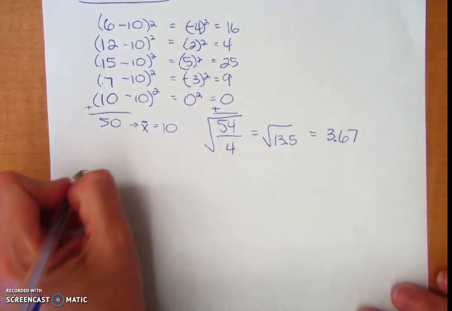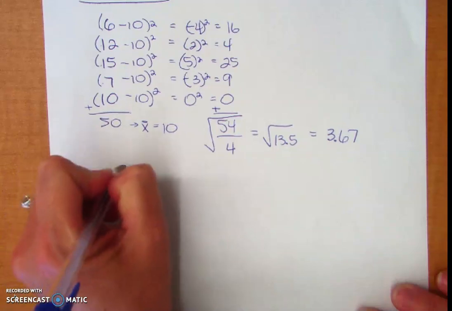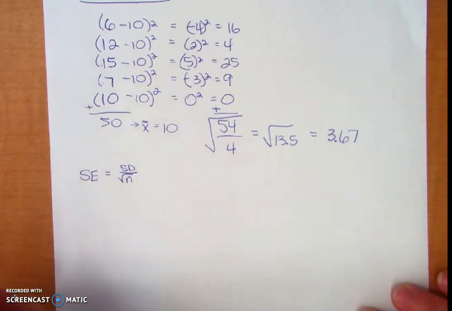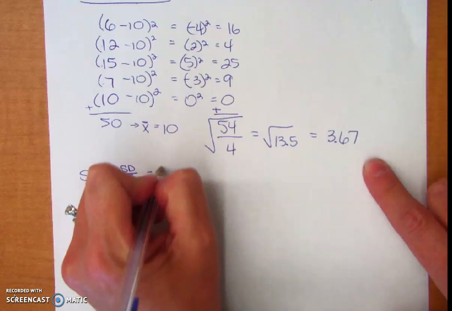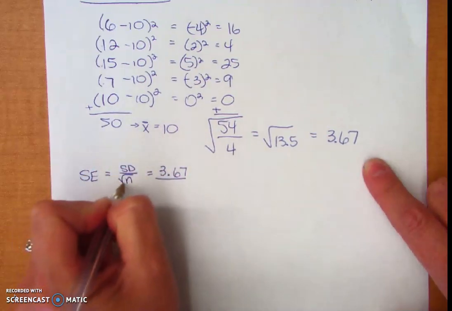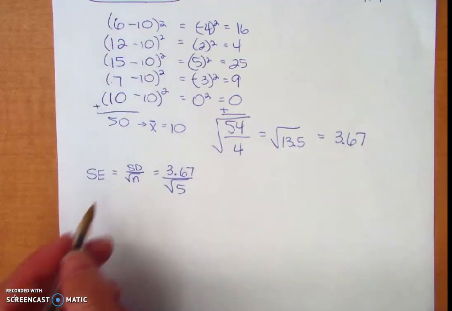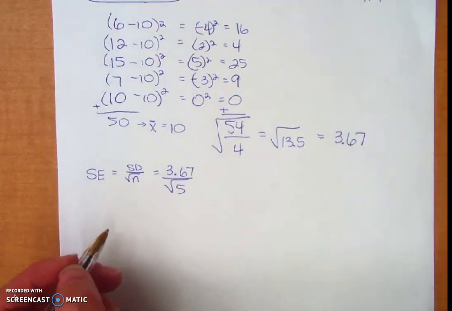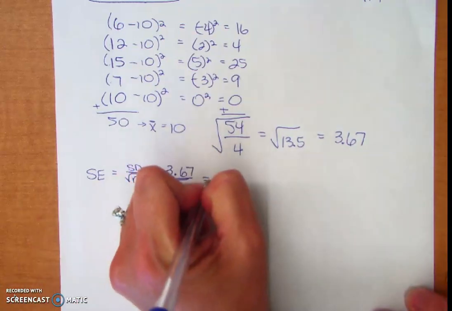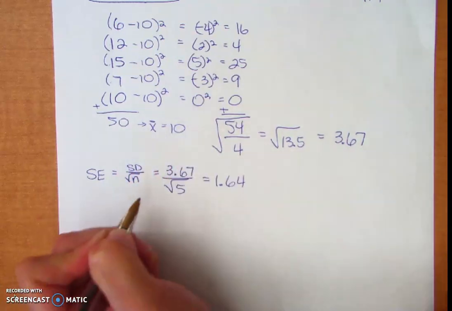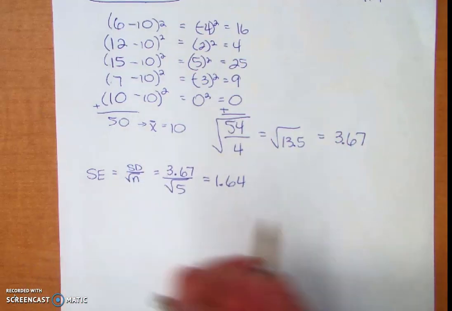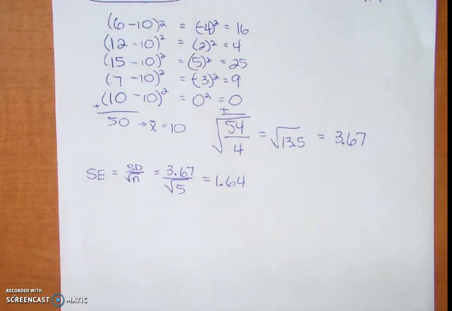Standard error, okay, another formula you don't need to memorize, is going to be standard deviation divided by the square root of n. So once you have your standard deviation, 3.67, divided by the square root of n, which was 5, not n minus 1, n. Okay, so the square root of 5 into 3.67 is 1.64. Okay, so that is my standard error. All right, so that's the first thing, is I can calculate standard error.